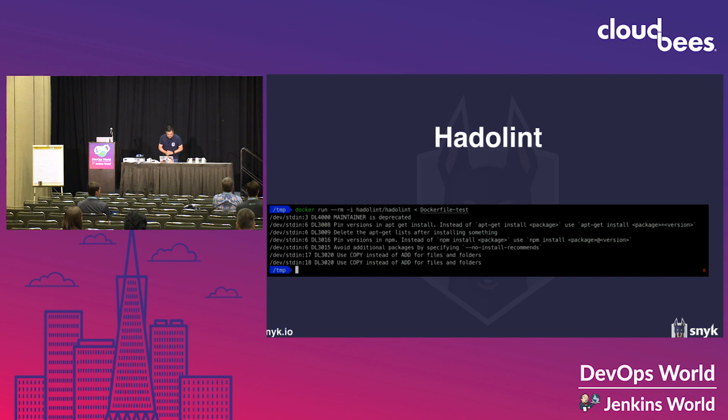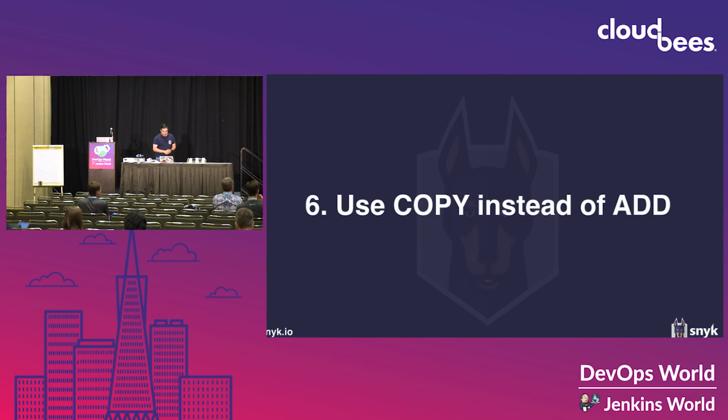We can see here, for example, we need to pin versions in our apt-get install. We need to delete the apt-get lists after installing. We need to use copy instead of add for files and folders because there are insecurities in add. So this is a great way of being able to police what we actually push as well. Let's talk about that last point on Hadolint, which was to use copy instead of add. This is obviously in our Docker files.